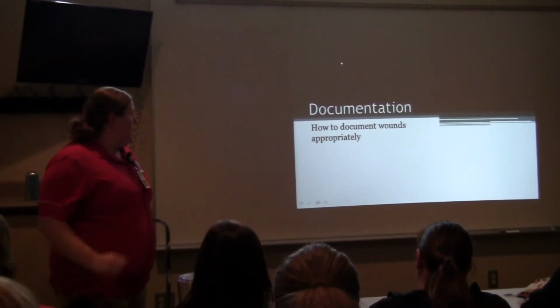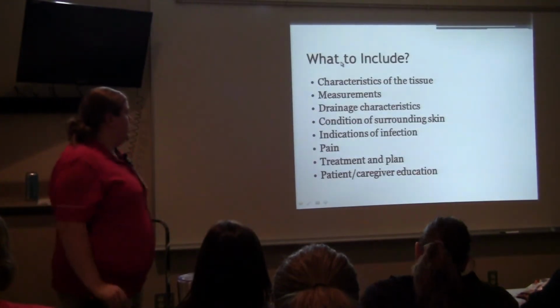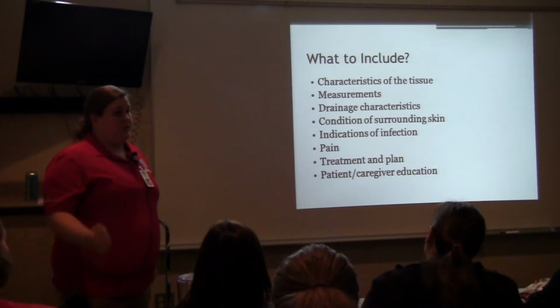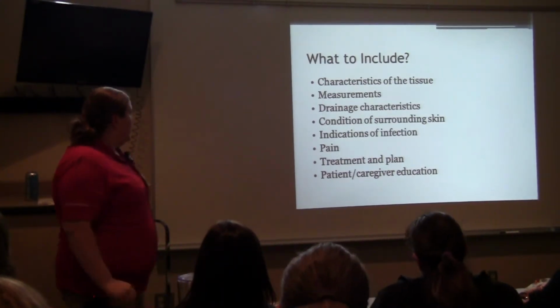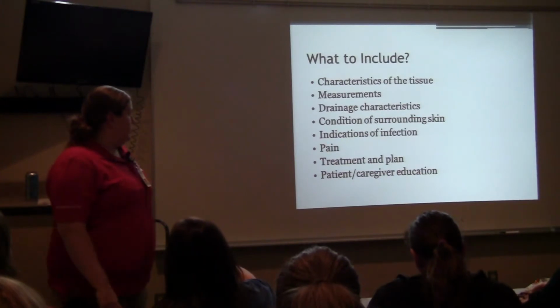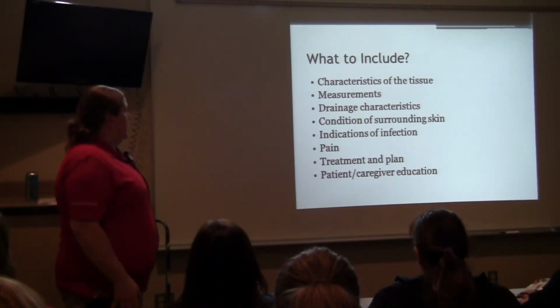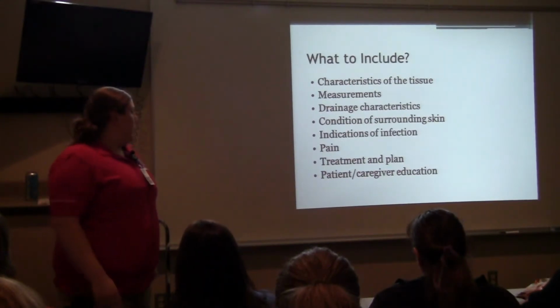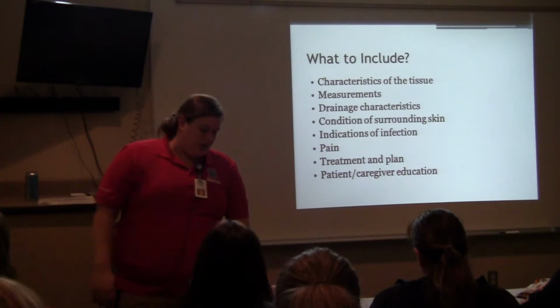Alright, so now the part that probably applies to you guys a little bit more is the documentation portion of it and how to document your wounds appropriately. The things that you're going to include are all the tissue characteristics, which is what we just talked about, what you see in there, what the tissue looks like, how to do measurements, drainage characteristics, condition of the surrounding skin, any indications of infection, pain, treatment and plan, and then any patient or caregiver instructions that you gave.